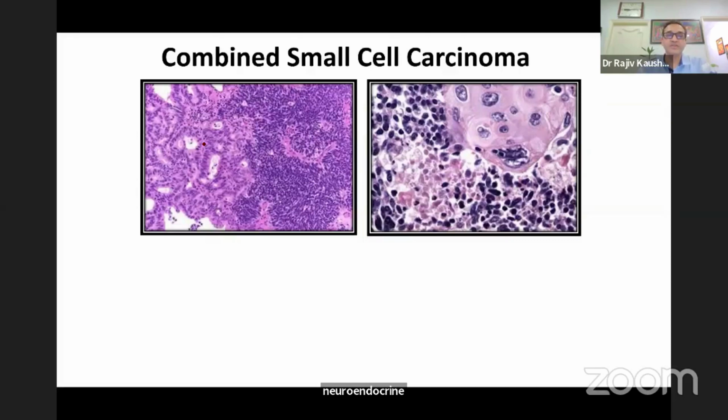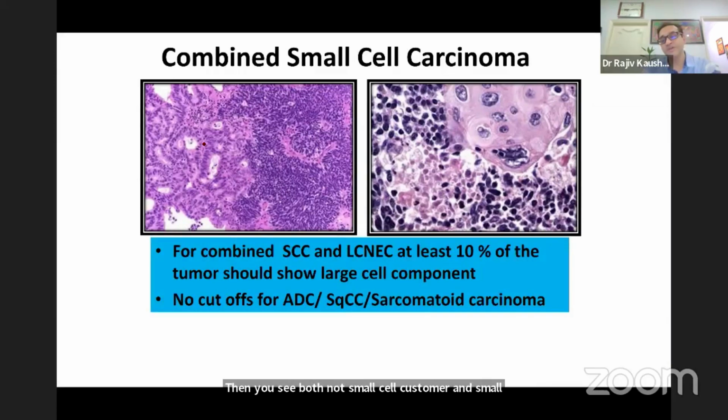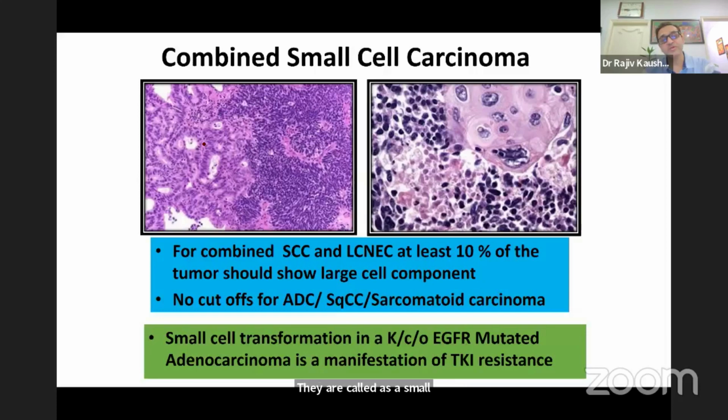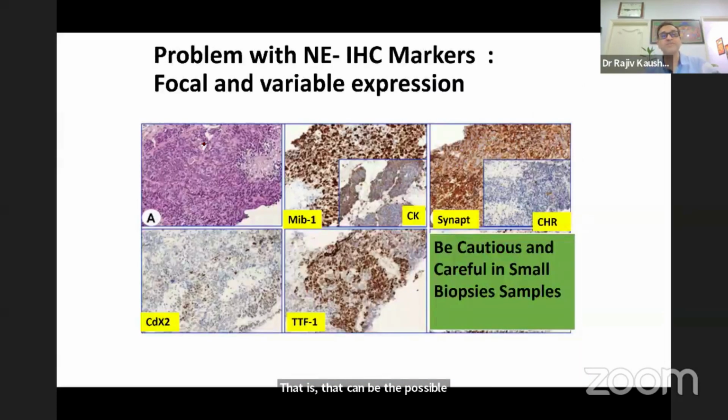Another category of these tumors is the combined carcinomas. When you see both a non-small cell carcinoma and a small cell or large cell carcinoma component, they are called small cell or large cell combined carcinomas. But we have to keep in mind small cell transformation, especially if the patient is a known case of EGFR mutated adenocarcinoma and it is showing a small cell carcinoma component. That can be the possible reason for the resistance or the progression of the disease.